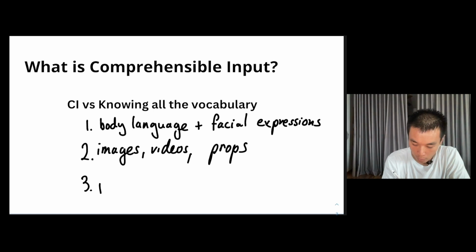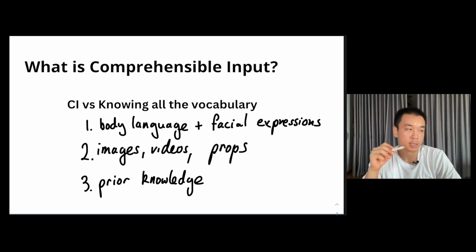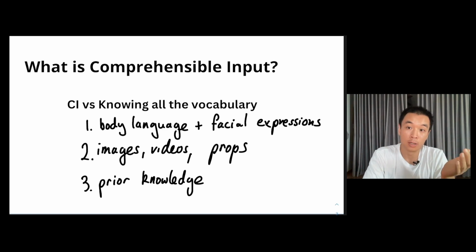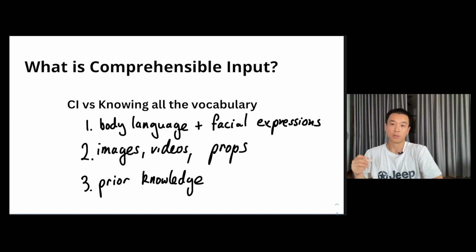And the third way input might be comprehensible is through your own prior knowledge. So this is when you're already familiar with a field or you're an expert at something and you often consume resources in that field in your native language. If you start consuming information about those topics in the language you're trying to learn, because you're familiar with the field already, you might actually understand what's being communicated, what's being said, even though you're not fully competent with the individual words.